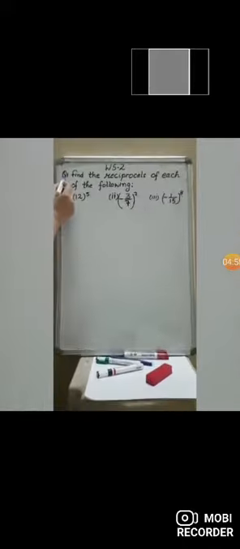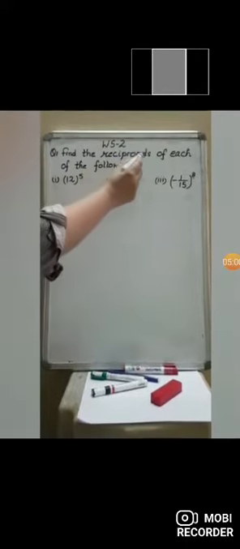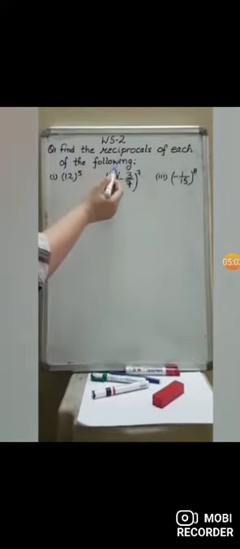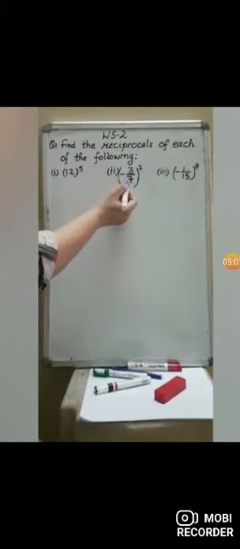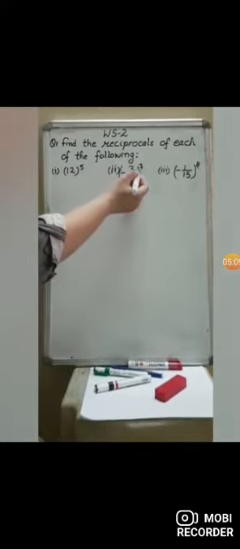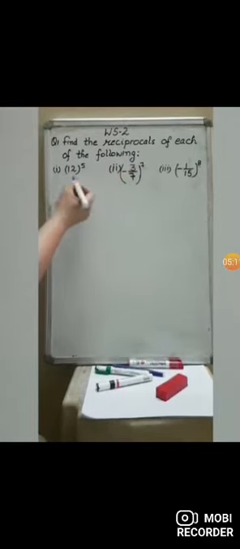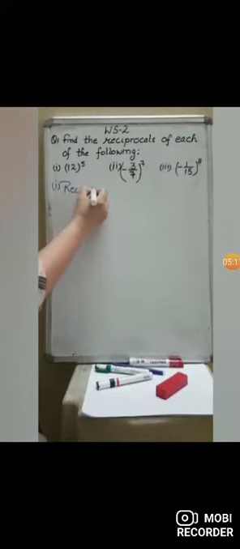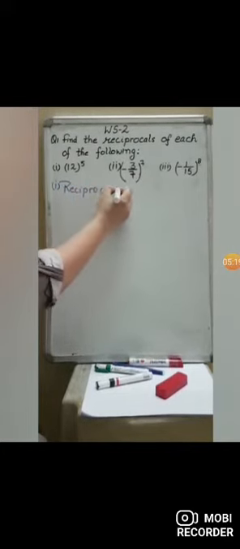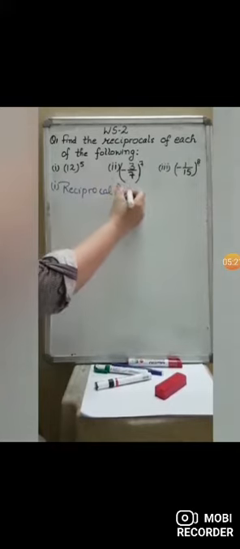Question 1. Find the reciprocals of each of the following. Here we have to find the reciprocals of the given rational number with positive integral exponents. The first part is the reciprocal of 12 raised to power 5.